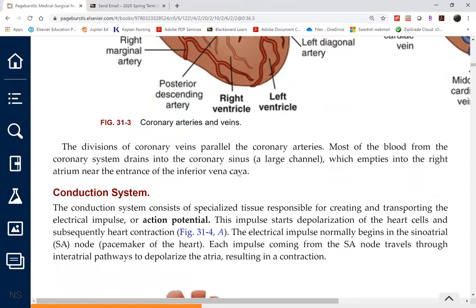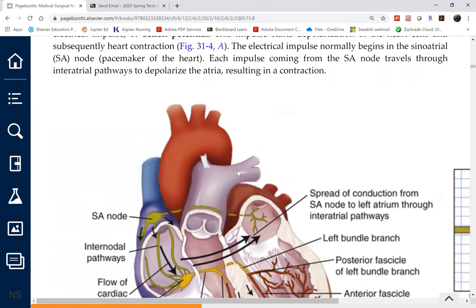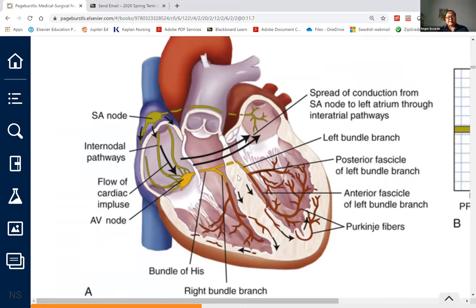Yeah. Okay. All right. Chapter 31 also talks about the pacemakers, which will now make sense when we cover dysrhythmias. Okay, so we have three pacemakers as illustrated here, colored green, yellow, and red. The primary pacemaker is your SA node. And look at the branches.